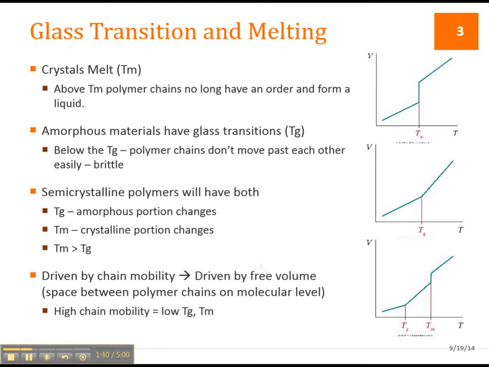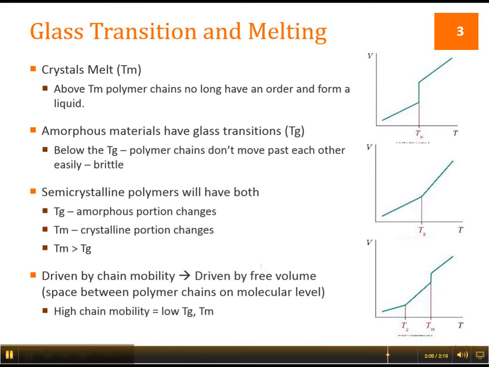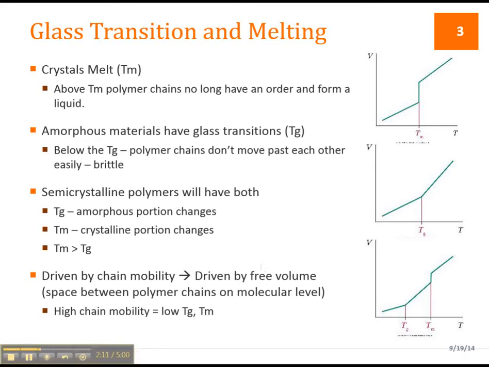What drives the value for the glass transition point and the melting point is chain mobility, so how easily these chains can move past each other. And this is driven by something called free volume, which is how much space there is between the polymer chains on the molecular level. So in the next guided inquiry, you're going to take a look at what this chain mobility means and what may govern chain mobility, what makes it easier or harder, and then from that gain insight into what types of polymers may have higher or lower glass transition points and melting points.